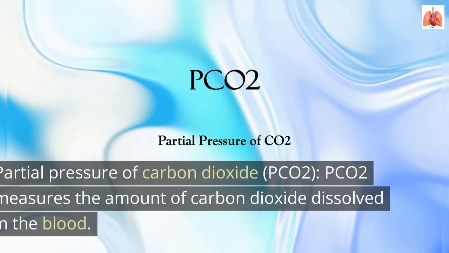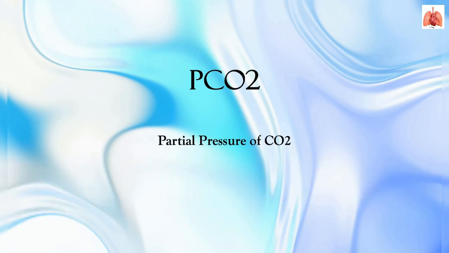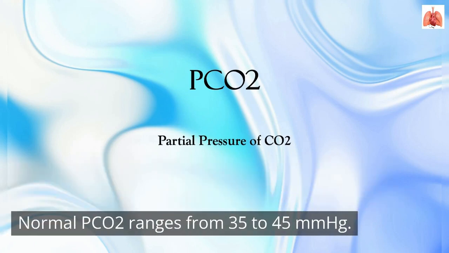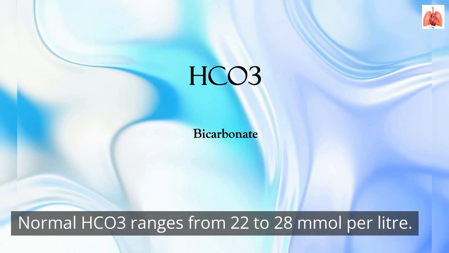Partial pressure of carbon dioxide, PCO2. PCO2 measures the amount of carbon dioxide dissolved in the blood. Normal PCO2 ranges from 35 to 45 mm of mercury. Bicarbonate, HCO3. Bicarbonate is a measure of the amount of bicarbonate ions in the blood, which is an important component of the body's acid-base balance. Normal HCO3 ranges from 22 to 28 millimoles per liter.